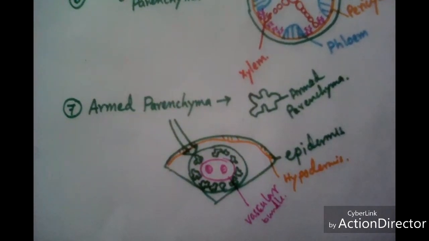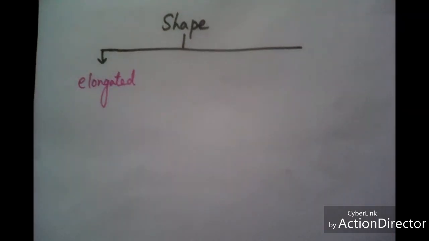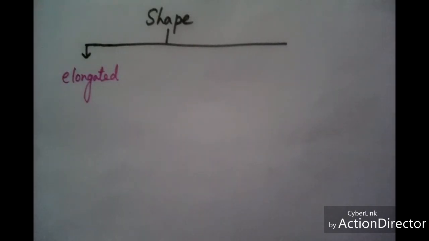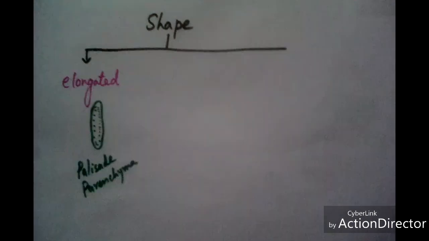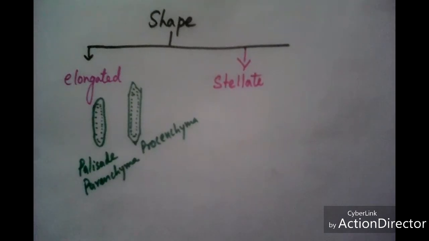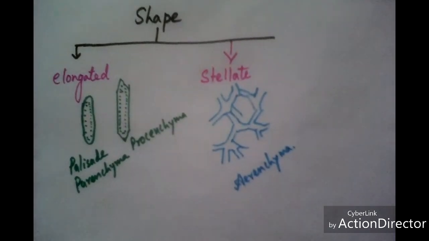Now, according to their shape, parenchymatous tissue has four types. Elongated: when a parenchyma cell is elongated, it is called an elongated parenchymatous cell. Example, palisade parenchyma or prosenchyma. Now the next type, stellate parenchyma. When parenchymatous cells make a star-shaped structure, it is called stellate. Example, armed parenchyma tissue is also considered stellate parenchymatous tissue according to shape.